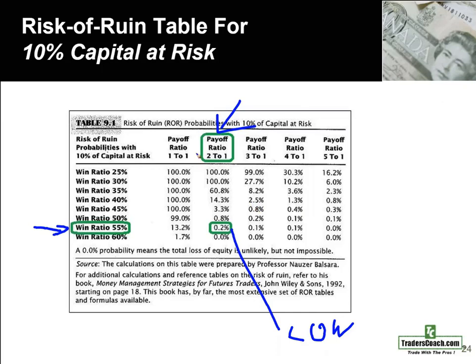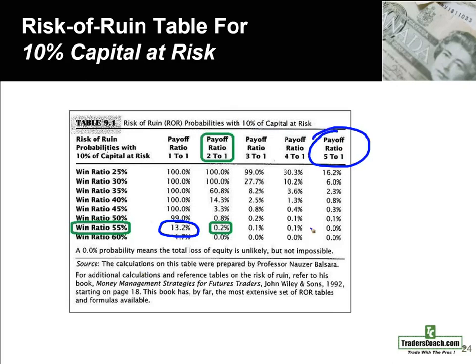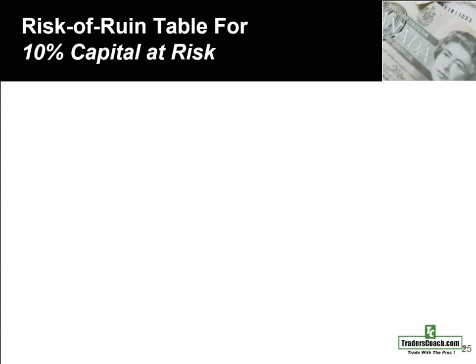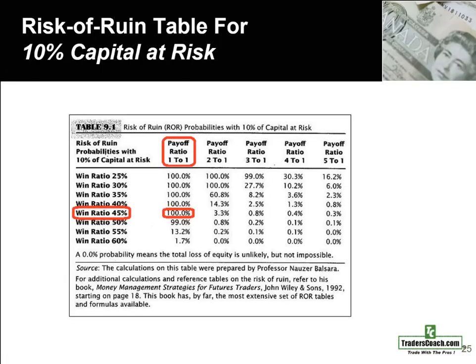If your payoff ratio was 1-to-1, notice that jumps up to 13, but because you're winning 5% more than a toss of a coin, it's still 13.2. And notice how the changes can change. When you look at this 5-to-1 ratio, if you were 55%, it's basically impossible to go bust. So that's kind of an interesting table. Now let's take a look at another one. Here's a 45% with a payoff ratio of 1-to-1, and your chances of going bust here are 100%.